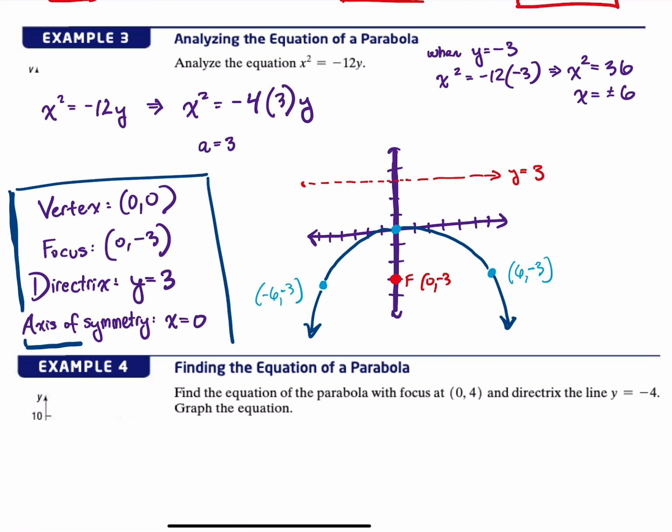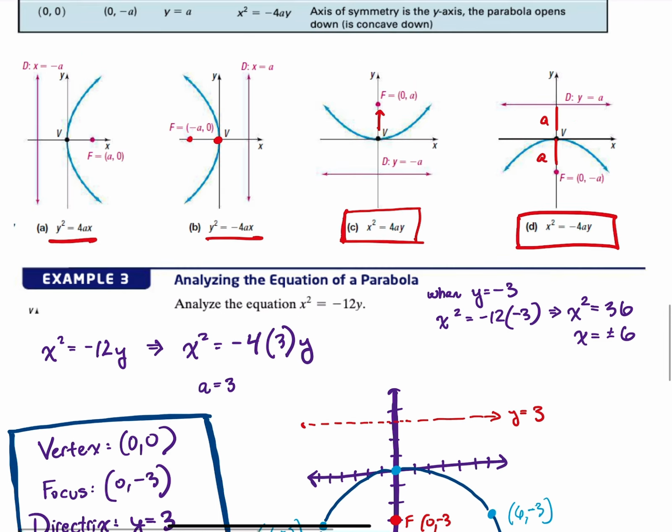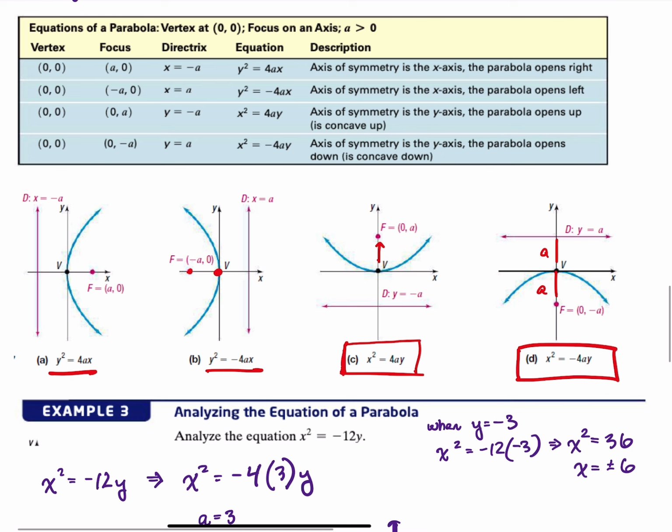I kind of build the graph at the same time that I'm listing the attributes. It's helpful for me to see things visually. But technically, once we have the a value, we can find things out even without seeing the graph yet. And so if that's more your style, you can see they describe how the a would relate to the focus point and the directrix in this table. I got this table from the text.